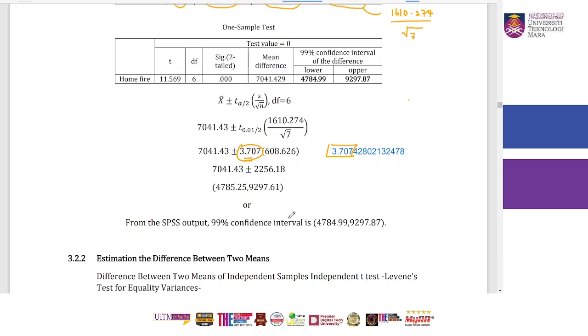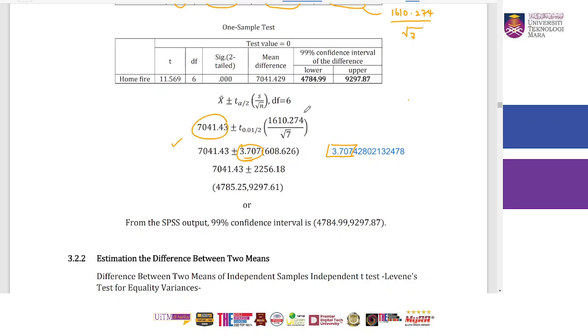So kalau dalam exam dia kata, okay, state the confidence interval, you can just use this value state. Kalau dia katakan evaluate the confidence interval, you use this one. Okay, cuma you ambil nilai-nilai yang ni lah. So all this value, so you ambil daripada output. Okay, tapi yang ni kita gunakan daripada tables.